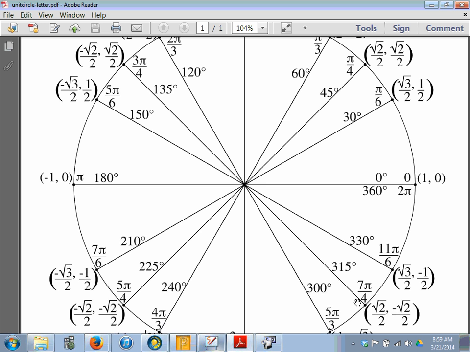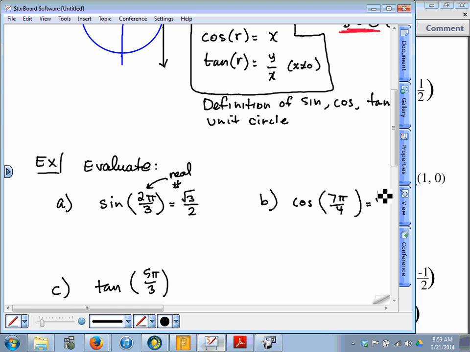What's the definition of cosine on the unit circle? The x. So all you have to do at 7 pi fourths is locate the x part of that coordinate. So the cosine of 7 pi fourths is the square root of 2 over 2.